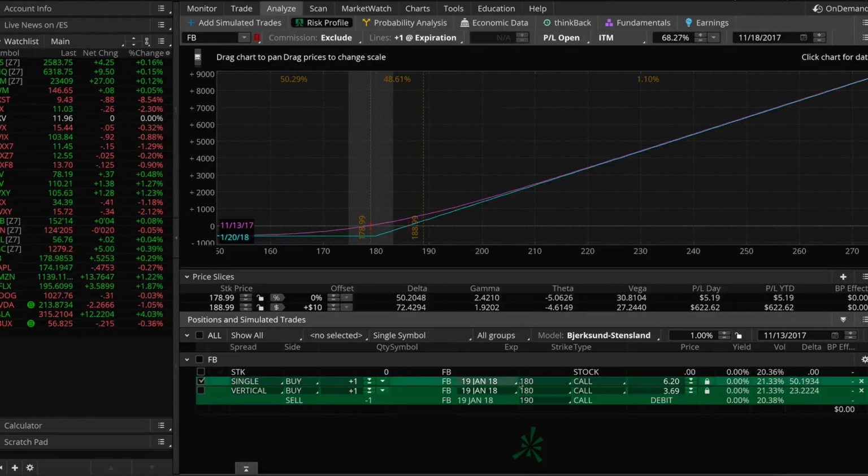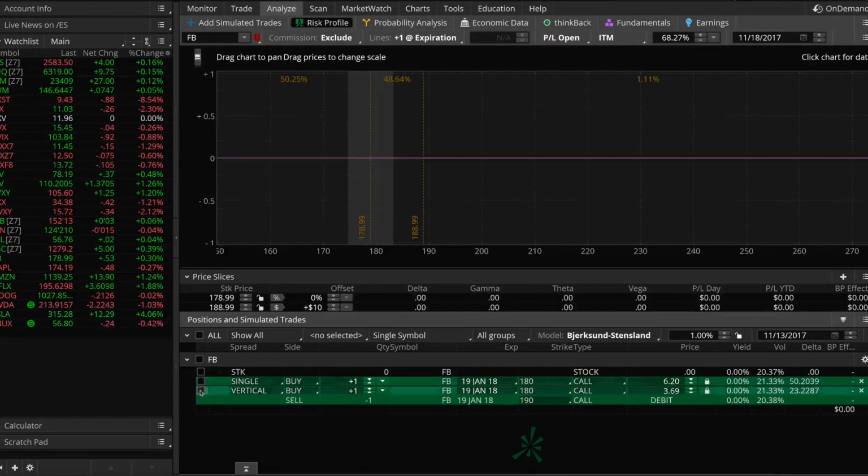So right now, I only have the long 180 call selected. As we can see here, the delta of the 180 call is positive 50. That means if the stock price increases by $1, we're expected to make $50 on the trade. And if Facebook decreases by $1, we're expected to lose $50 on this trade. Of course, that assumes that the movement happens today without any changes in time or implied volatility or any of the other inputs. So this is just direction.